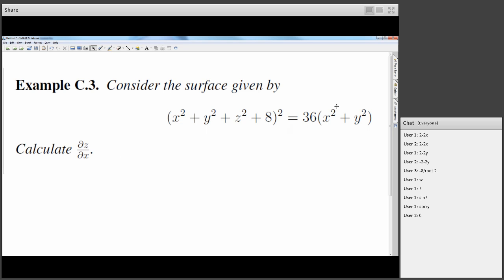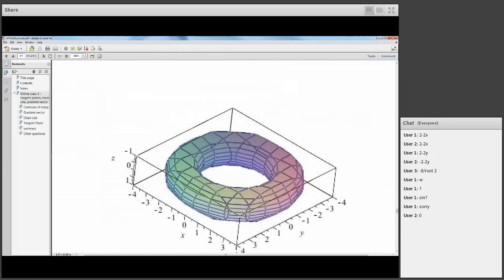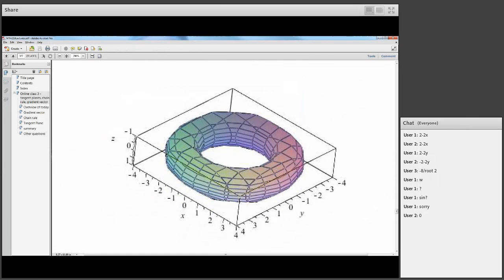Now, what surface does that look like? I'm just showing it to you. That's why I picked it. That's what this surface looks like. It's a torus is the technical name for it. It's the outside of a donut, is perhaps more colloquially what you might recognize it to be. So it's a valid surface, which is useful in its own right, but you have to write it down implicitly to get it.